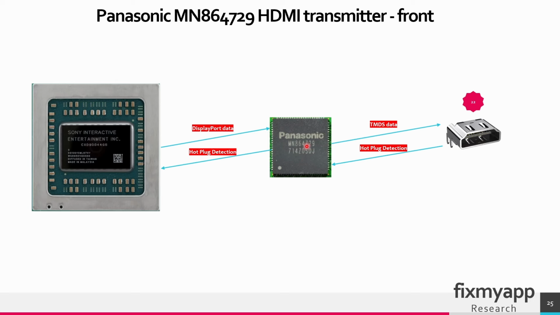This chip will handle the conversion from the DisplayPort data that comes from the GPU. It will convert that data to an HDMI signal that will go to the display. When you connect a display on the HDMI port, the hot plug detection signal will go to the encoder chip, and from the encoder chip it will go to the APU. This hot plug detection pin detects when an HDMI device is connected and ready to receive data.